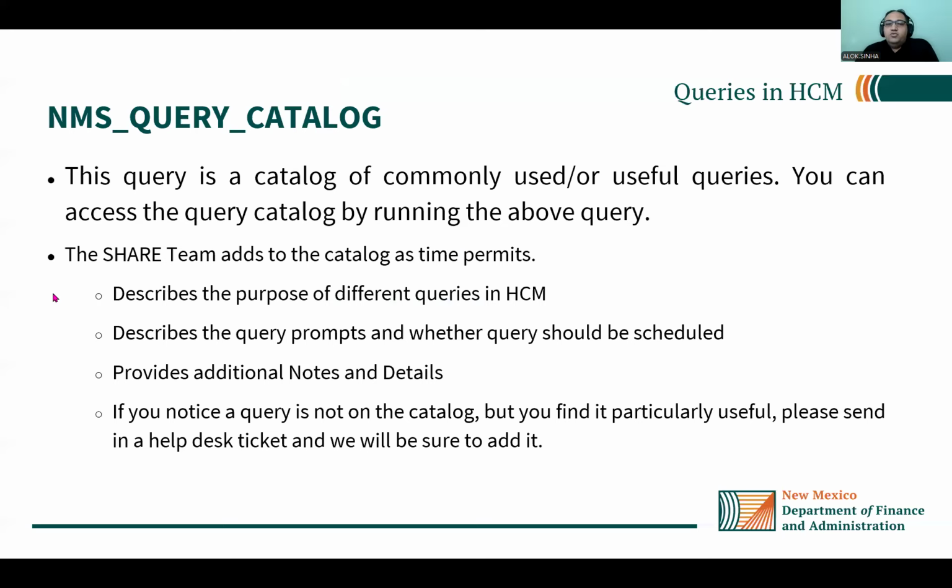We have created a tool to help you in looking up these global queries. It is the query catalog. So you can find it. The query catalog is the place for the most commonly used and most useful queries. To find it, you run the query NMS underscore query underscore catalog. So it's literally that name.